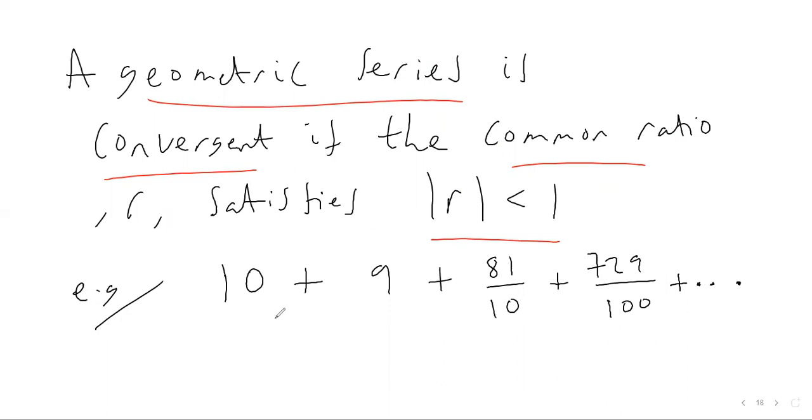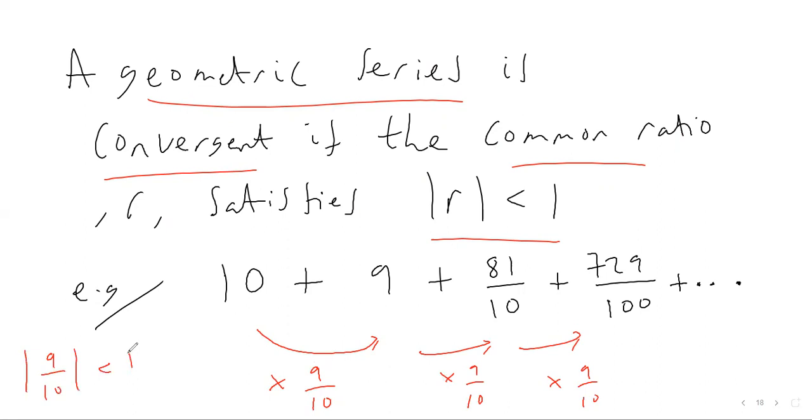So for example, this geometric series here, you've got 10, 9. So basically, to go from the first term to the next term, you're going to multiply by 9/10, times by 9/10. So the common ratio for this series here is 9/10. So the R value is 9/10. So 9/10 has a modulus less than 1. My claim is that when you do this sum here, 10 plus 9 plus 81/10 plus 729/100, and so on and so on, this is going to equal some number. That is my claim.